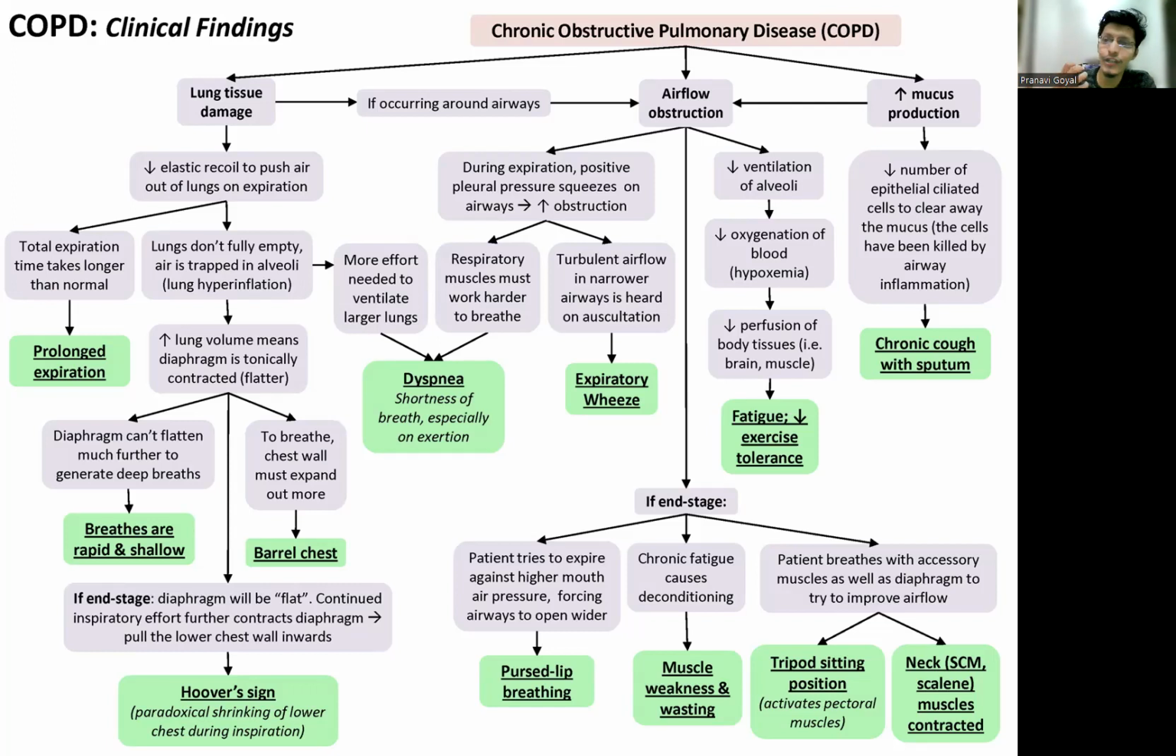Now, at the end stage, there are four things that you need to remember. A patient will try to expire more than inspire, so more of the air has to be expired out. So there will be pursed lip breathing. Second, there is a lot of effort from all the muscles, leading to fatigue, muscle weakening, and also wasting. Now, the patient tries to breathe with the accessory muscles, with the pectoralis muscle, leading to a tripod position, and second with the neck muscles, sternocleidomastoid, with all the muscles, ala nasi, leading to use of accessory muscles.